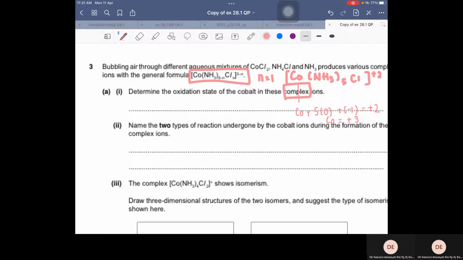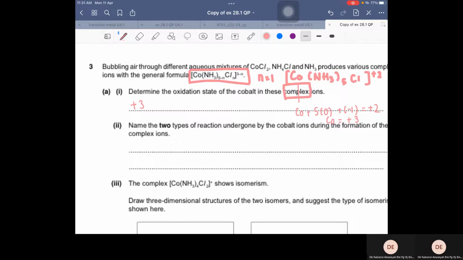If you want to use n equals 2, that's fine as well. n equals 3. The oxidation state of cobalt will not be changed, even though the number of ligands change. Okay, so that's the idea of ligand exchange, where the oxidation state stays the same.